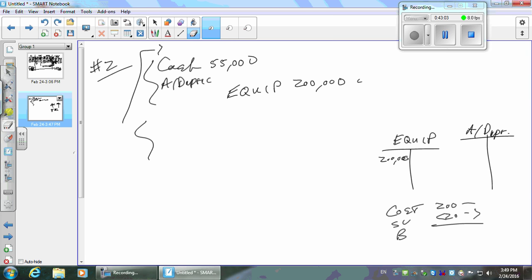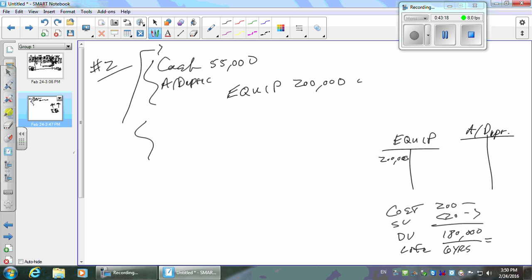So the depreciable value is 180,000. Divided by the life, it's going to be 30,000 a year, isn't it? Debit depreciation expense, credit accumulated depreciation every year for 30,000. And it says they bought it on the first day of the year, January 1st, so we don't have to worry about a part year then.